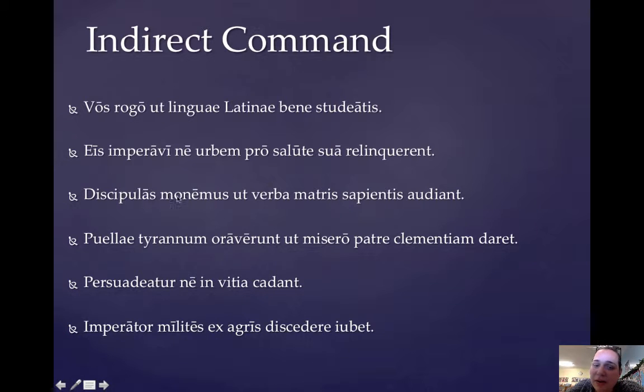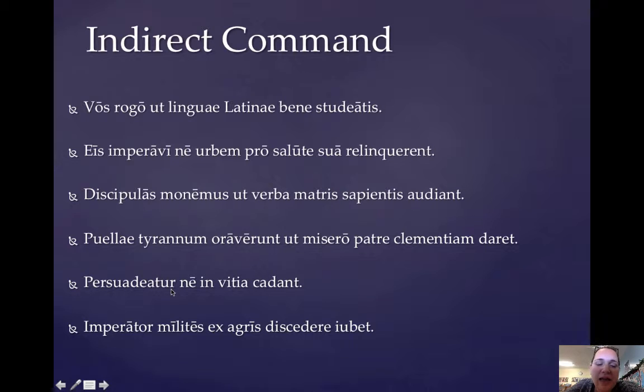Another word that's going to set up indirect command, monemus. Again, ut audiant is our indirect command, our subjunctive subordinate clause. We warn the students, ut audiant, to hear the verba, the words of the wise mother. Here we have our ut daret, so we have to translate puellae tyrannum oraverunt. The girls begged the tyrant to give mercy, clementiam, to the wretched father.